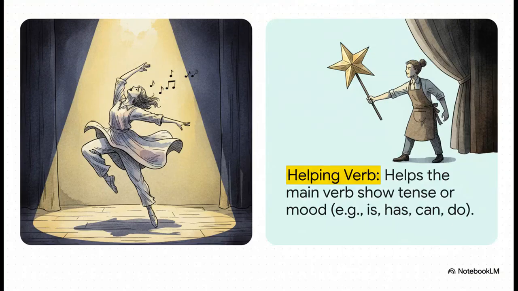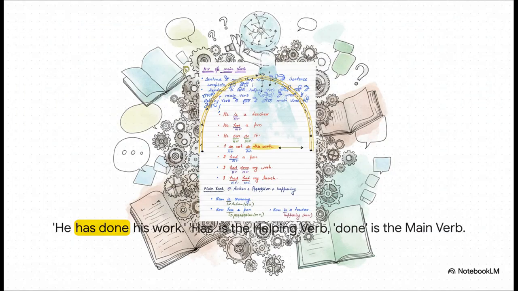Now, verbs can play a couple of different roles. The main verb, that's the star of the show. It's the main action. The helping verb, well, just like its name says, it helps out. It works alongside the main verb to make the meaning clearer, especially with timing. Let's look at how they team up. In the sentence, he has done his work, the real action is done. The word has is the helping verb. It's not the action itself, but it helps us understand when the work was done. Together, they create the whole picture.